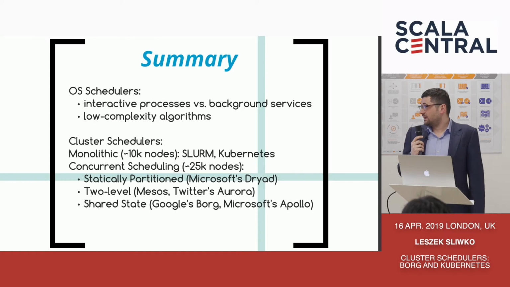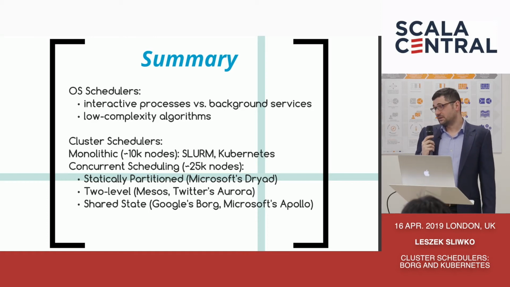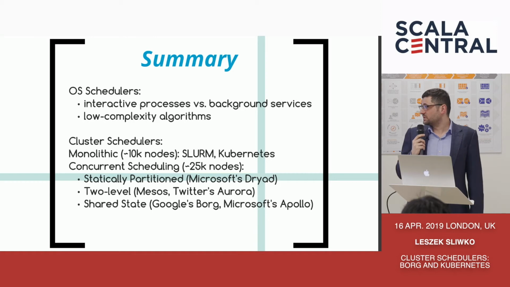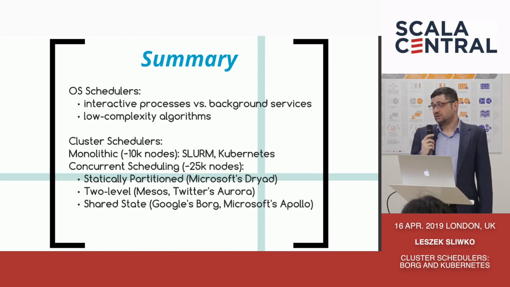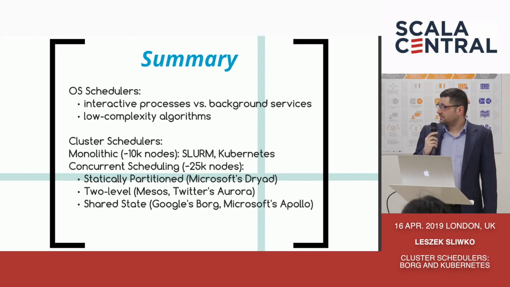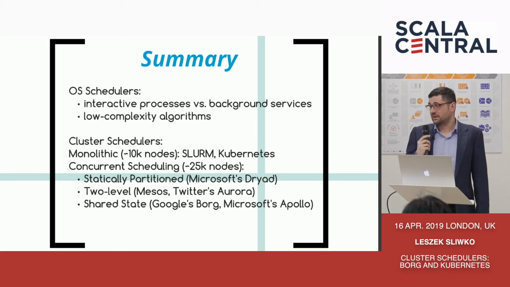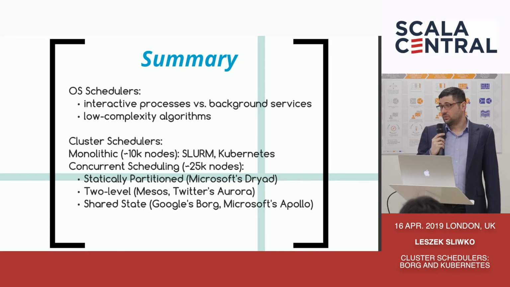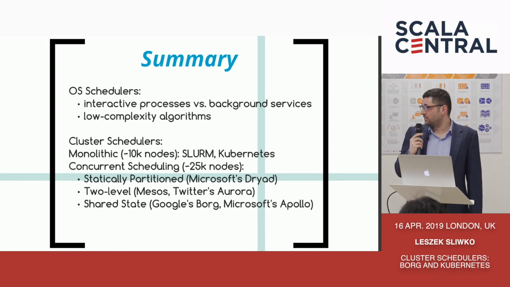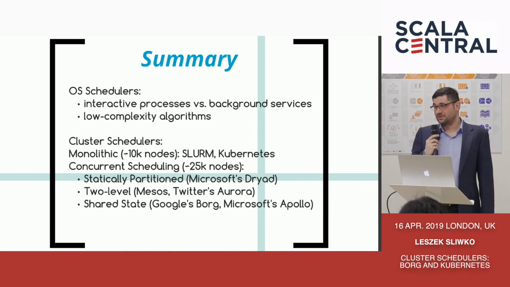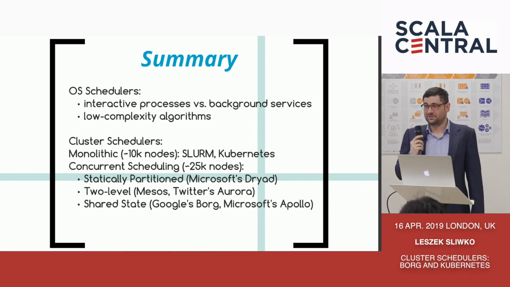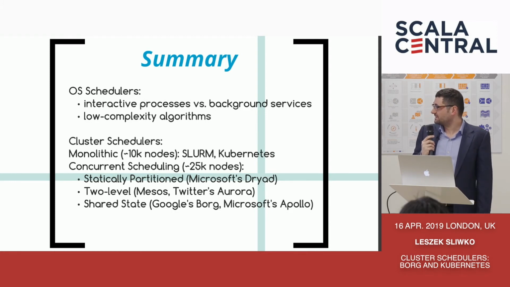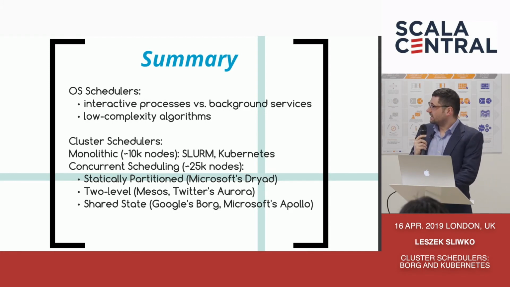Cluster schedulers are roughly split between monolithic architecture, like Slurm, Kubernetes, Fuxi, and concurrent scheduling, which can be separated into three groups. Like Microsoft Dryad, which I don't think is used anymore. However, the others are very much used now: two-level schedulers like Mesos, and shared state schedulers. As far as I know, the only two shared state schedulers are Microsoft Apollo and Google Borg. Google Borg is way more published. Well, I guess the Google guys like to talk about their work. So that's the current state of scheduling on clusters.